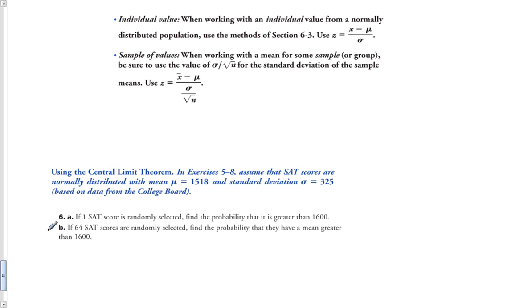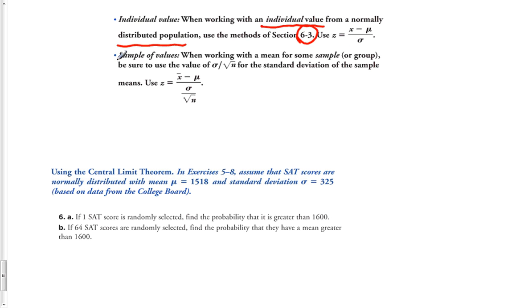here's how we're going to use the central limit theorem. If we have an individual value from a normally distributed population, then we're going to use the methods from section 6.3, which is to find the z-score and then find areas using that z-score. That's what we were doing in section 6.3.